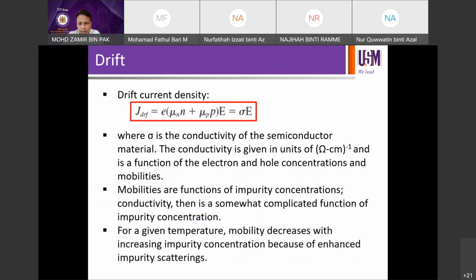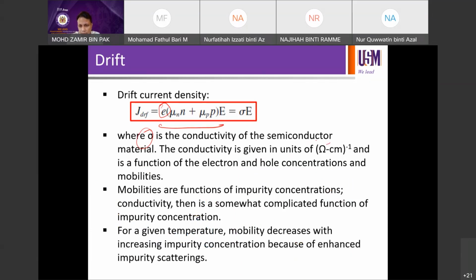So the drift current density can be summarized as this, as we just calculated. You can factorize that if you want. You can represent that as Q or E, the same thing. If you write down E it is okay, Q is okay as well. Either one is fine. The first part here, sigma, is the conductivity of the semiconductor material, and conductivity is given in units of the inverse of ohm cm.